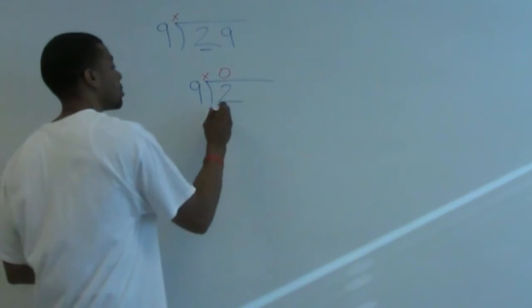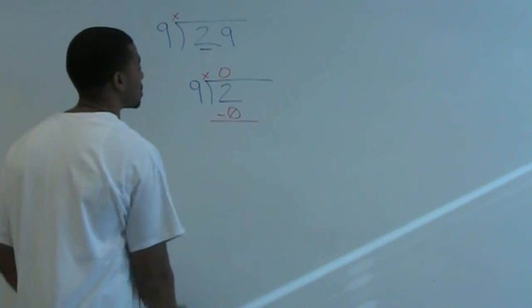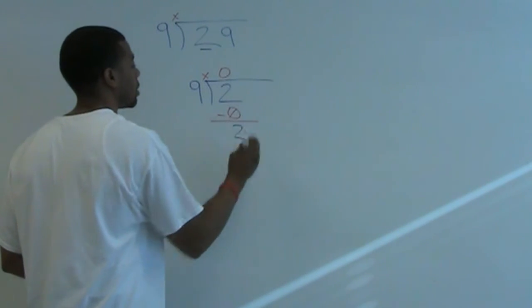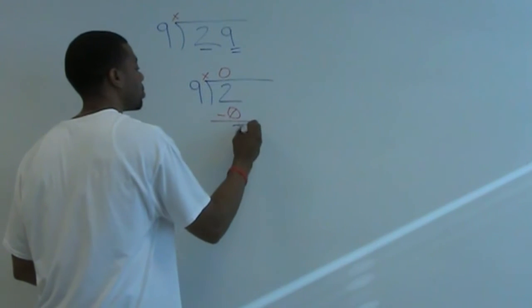9 times 0 is 0. 2 minus 0 is 2. But now we go to our second digit, which is 9. We bring it on down.